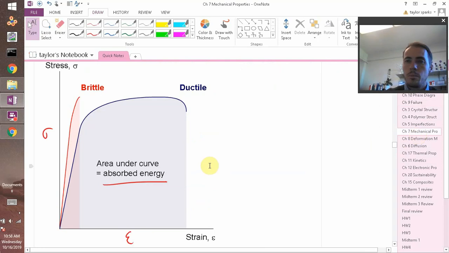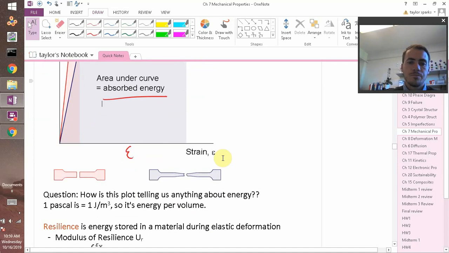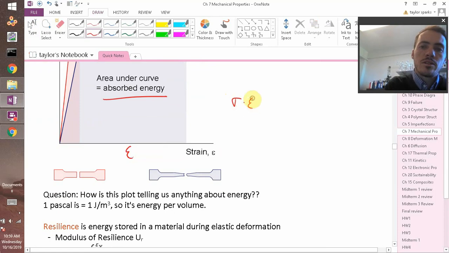So you can have a material that absorbs lots of energy, and that would be this blue curve. You'd want a ductile material for that. Whereas a brittle material is not going to absorb much area under the curve during its fracture. Okay? So what are the units of this? Well, we just said that it's the product of the axes. So it's stress multiplied by the strain, right?